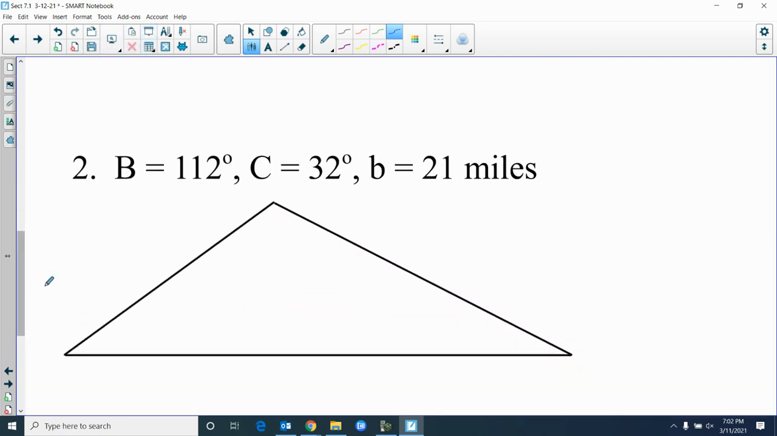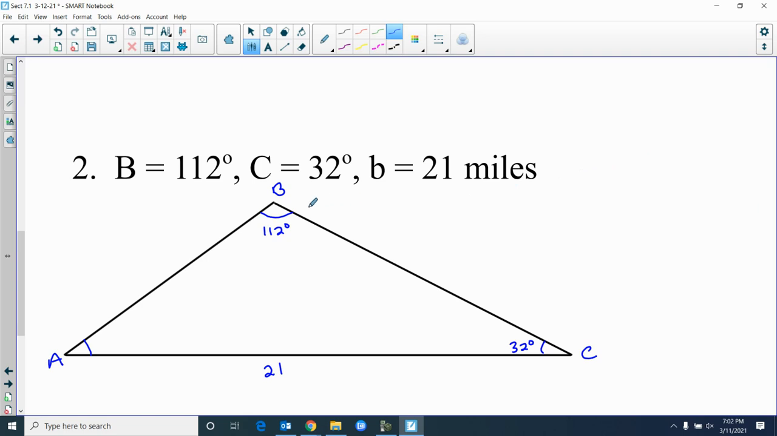All right, second one here. 112 degrees is an obtuse angle. So I am going to let this top angle be angle B because clearly that's the biggest angle. Angle C is 32 degrees. I'm going to go over here and let this be 32 degrees. And that leaves angle A over here, which we don't know at this point. And we know side B is 21, in this case, 21 miles.